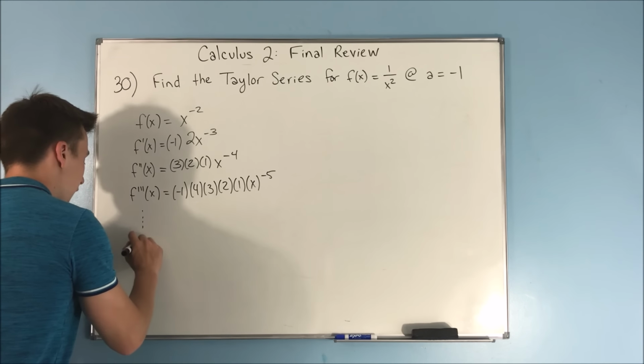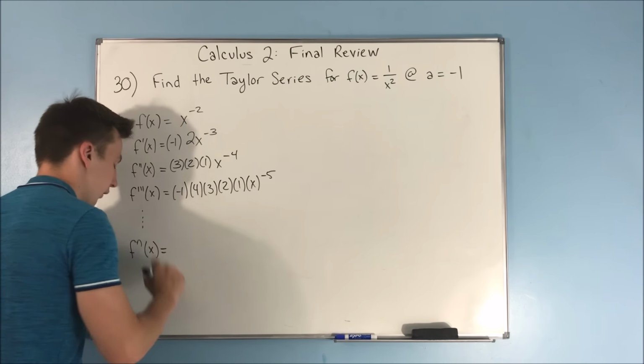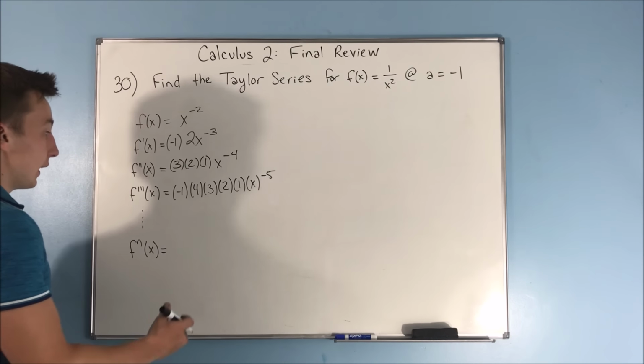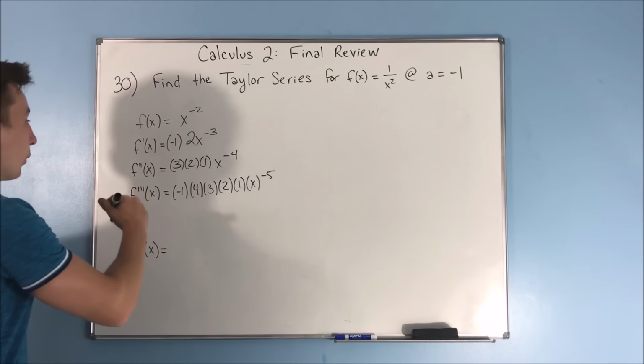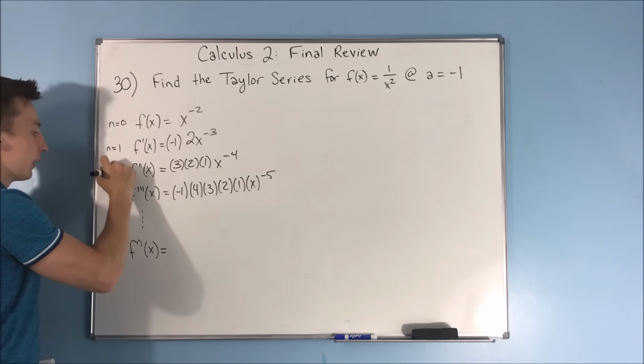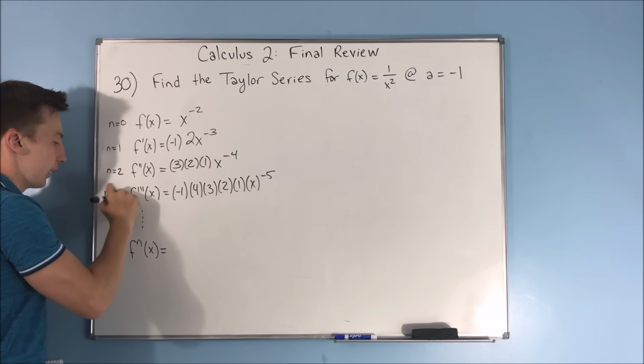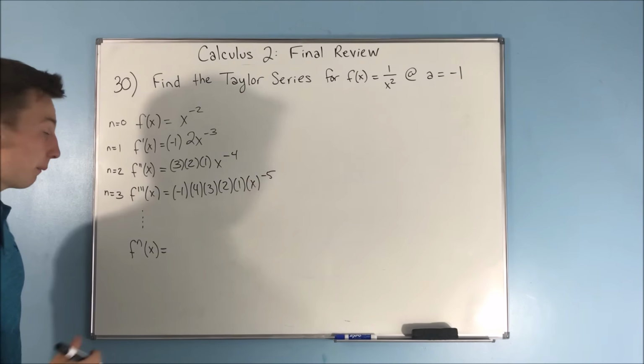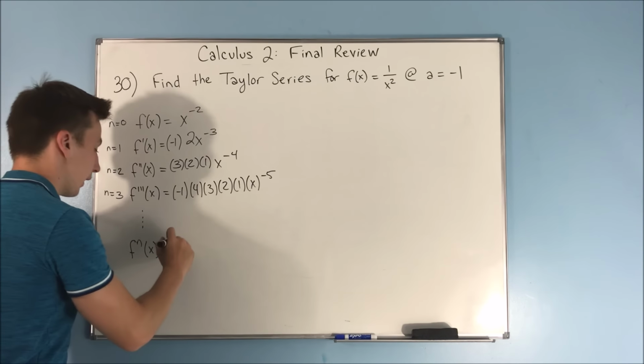If I'm trying to find the nth derivative of f at x, first off, we know that this f of x is our n equals 0 term, this is our n equals 1 term, this is n equals 2, this is n equals 3. That's how we figure it out, because we see we have an alternating negative here.